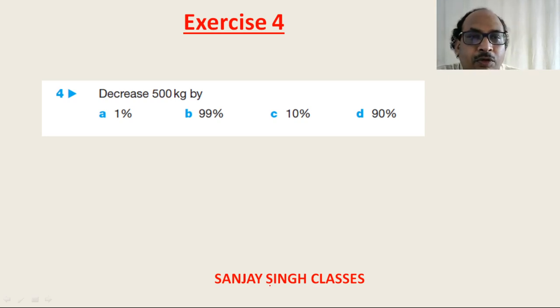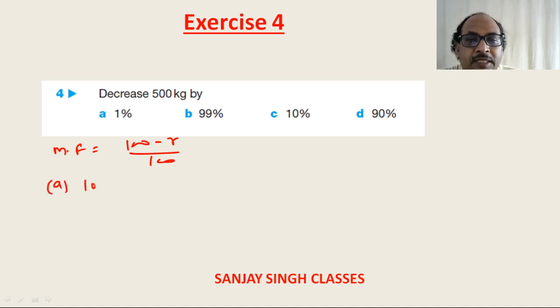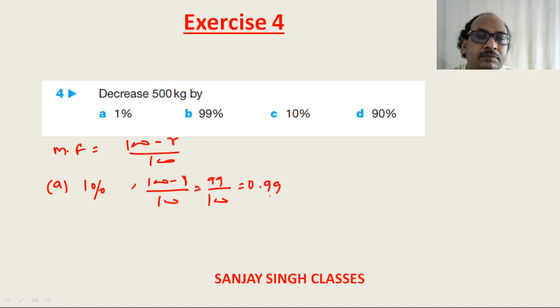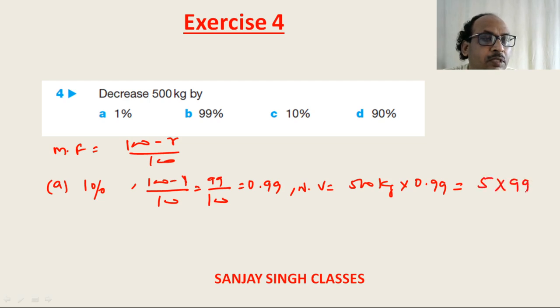Here in the same way, we have to go for decrease. So multiplying factor will be 100 minus R by 100. So for A, 1% decrease is there. So it means 100 minus 1 by 100, it is 99 by 100, which is 0.99. Then new value will be 500 kg into 0.99. Okay, so this one will be simply 500 into 99, sorry. The two zeros we will be utilizing to remove the decimal. So 5 into 99, this is kg. So this one will be equal to 500 minus 5, that is 495 kg.